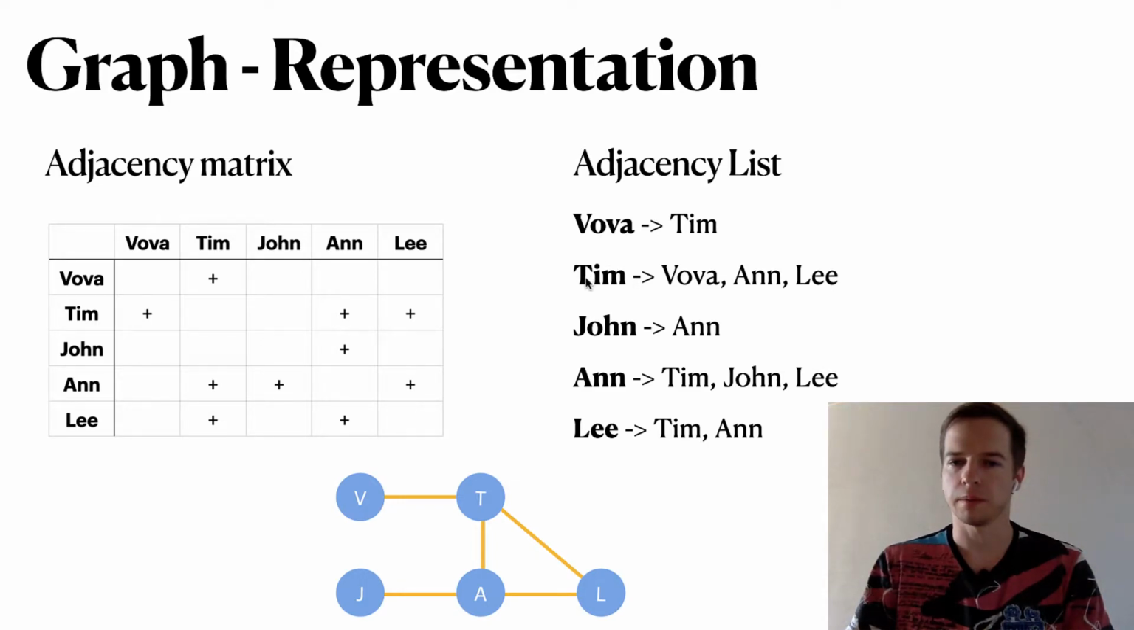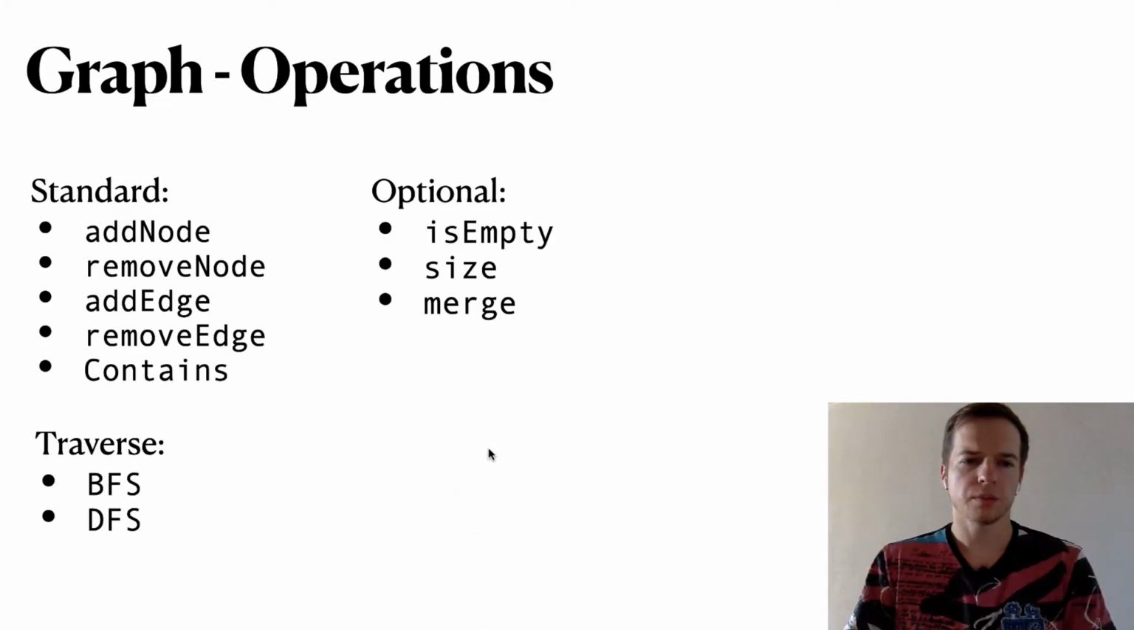It's easy in the map. It's big O of 1, and then you check all the list if there is a specific node connected to our key. Graph operations. They're pretty standard. So standard are add node, remove node, add edge, remove edge, and contains an element. Optional is empty, size, and merge two graphs.